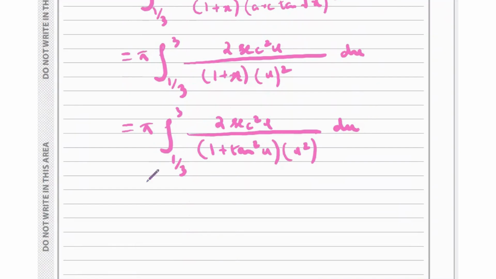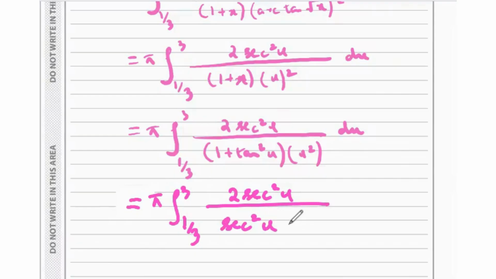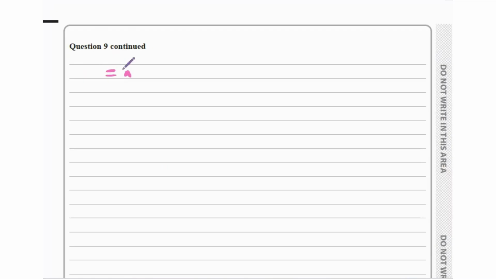1 plus tan square u equals secant square u. So we're going to just substitute that over here. So 2 secant square u over secant square u times u square times du. So you can cancel out the secant square u. That gives us pi from 1 over 3 to 3, 2 over u square du. So you can bring the 2 outside, so it's 2 pi outside, and then we have the integral of 1 over u square. And I think that's your answer.